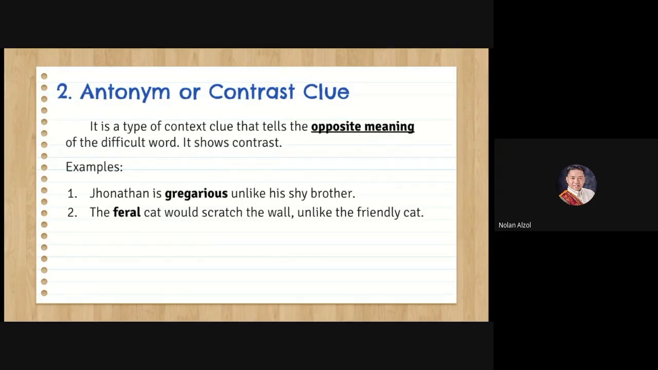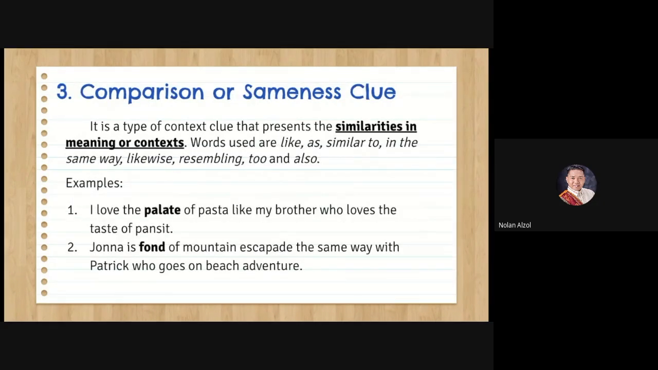Second, the feral cat would scratch the wall, unlike the friendly cat. Again, we see the word unlike, and unlike signals contrast. We can say that friendly is the opposite term for feral, and from that, we can define the meaning of feral. Next, we have comparison or sameness clue.